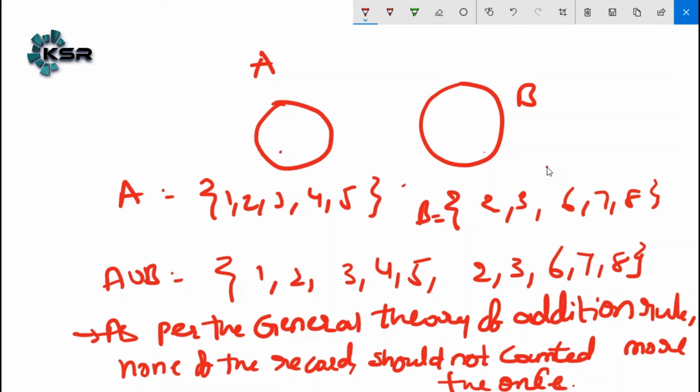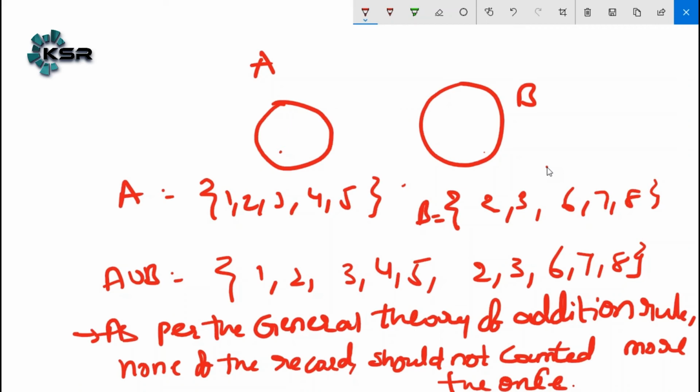As per the general theory of addition rule, none of the records should be counted more than once. So what do you mean by none of the records? Let's say 2, 3 in the A data set as well as 2, 3 in the B data set. Suppose I am adding the two, how many times are 2 and 3 counted? Twice. So that is the reason whatever common portion is in both data sets, we are removing it.